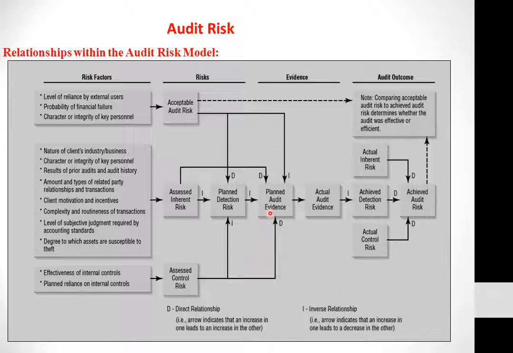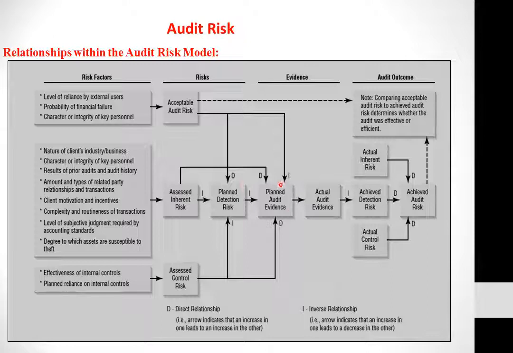Then the relation between acceptable audit risk and planned audit evidence. There is an inverse relationship between them. This means if acceptable audit risk increases, the planned audit evidence that should be accumulated is going to decrease. And if the level of acceptable audit risk decreases, planned audit evidence is going to increase.